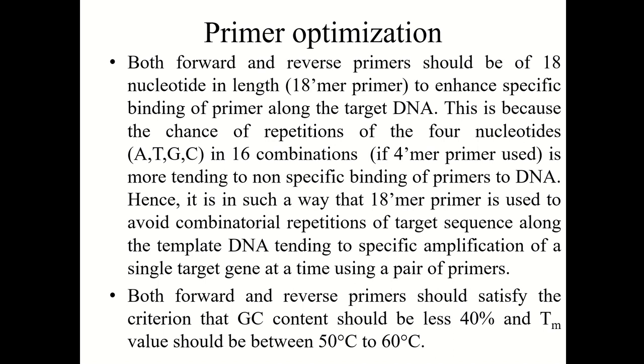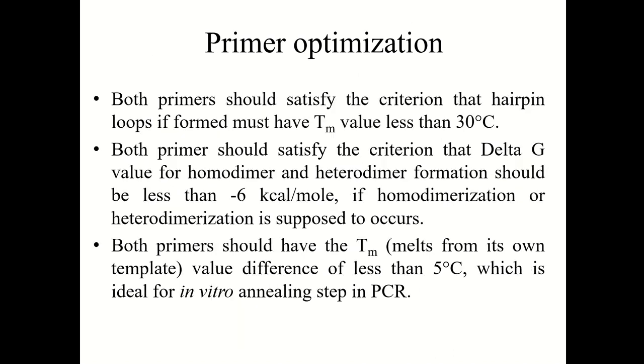So that's why both should have GC content less than 40%, because GC are connected by triple bond to the template DNA. These primers need higher energy for annealing as well as denaturation. So GC content should be less than 40% for ease of annealing and ease of denaturation, and at the same time the TM value should also fall within 50 degrees C to 60 degrees C, which would be ideal.